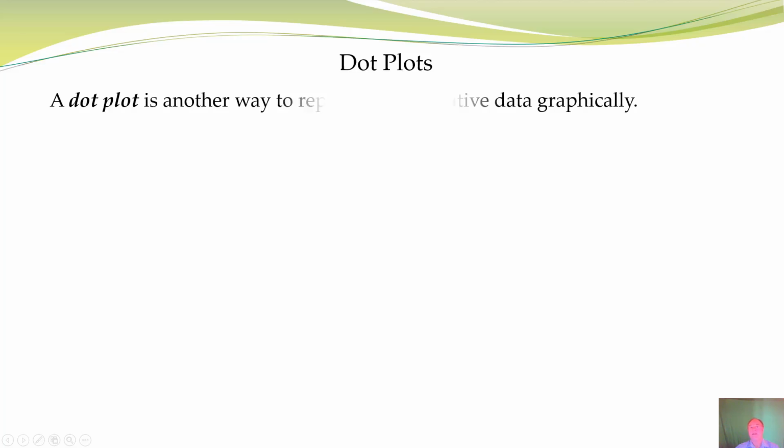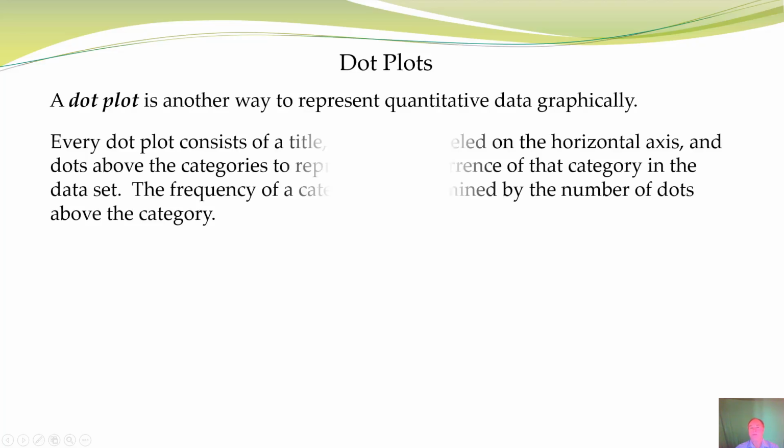Now, dot plots. A dot plot is another way to represent quantitative data graphically. Every dot plot consists of a title, categories labeled on the horizontal axis, and dots above the categories to represent an occurrence of that category in the data set. The frequency of a category is determined by the number of dots above the category.